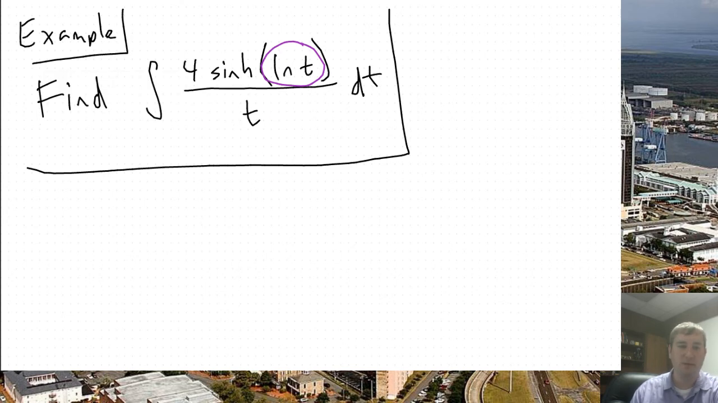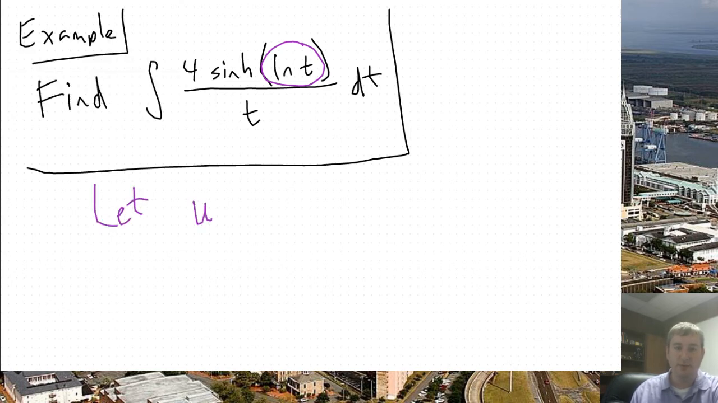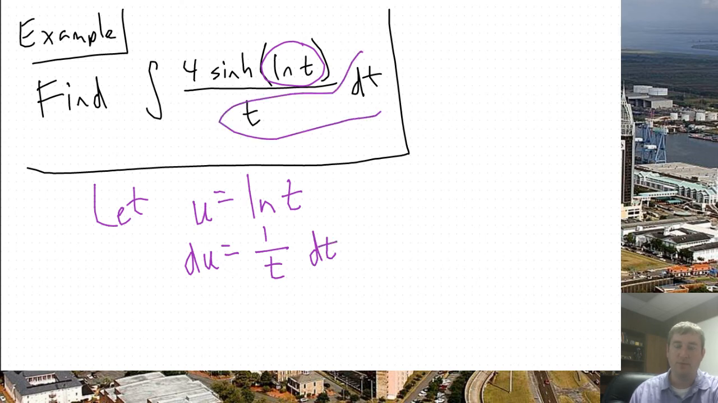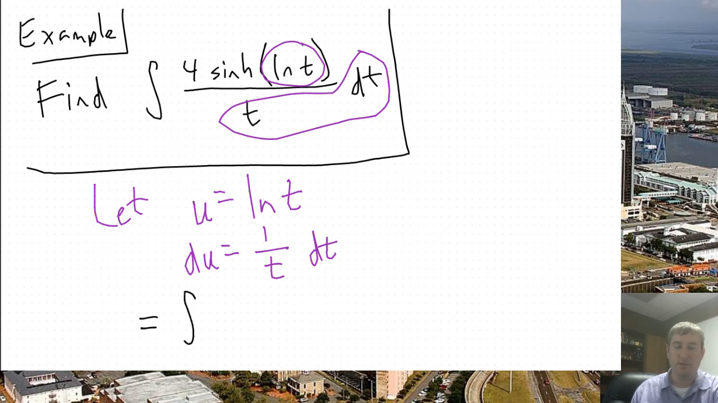So let me note this. I've got, if I let u equal natural log of t, then my du would be 1 over t dt. So here's my 1 over t, which is just the t in the denominator times the dt. So putting all this together, what do I get? So the 4 stays, the sine hyperbolic stays, but the natural log of t has been replaced with u, and the 1 over t, the t in the denominator times dt, was replaced with my du.